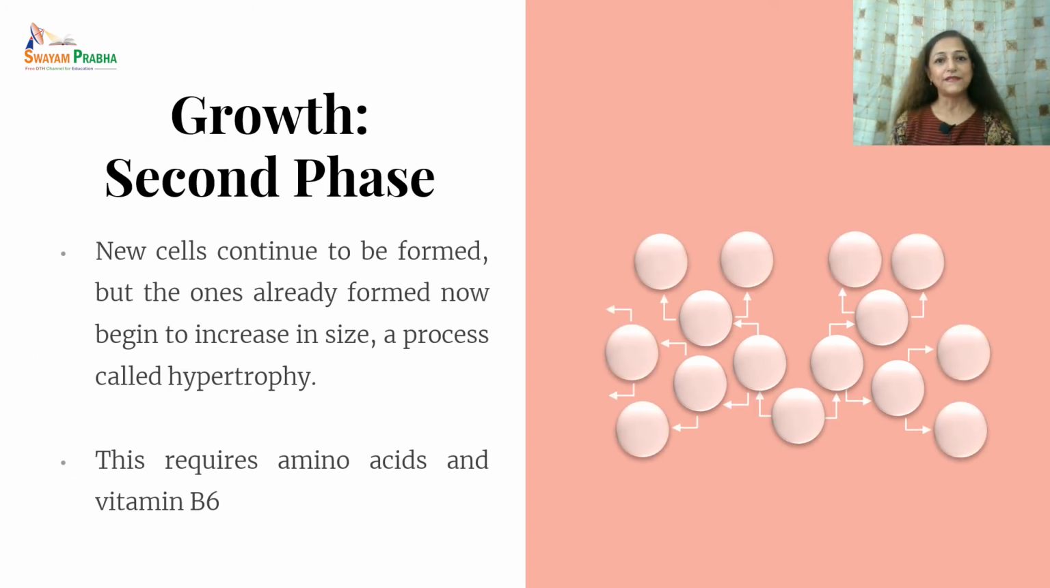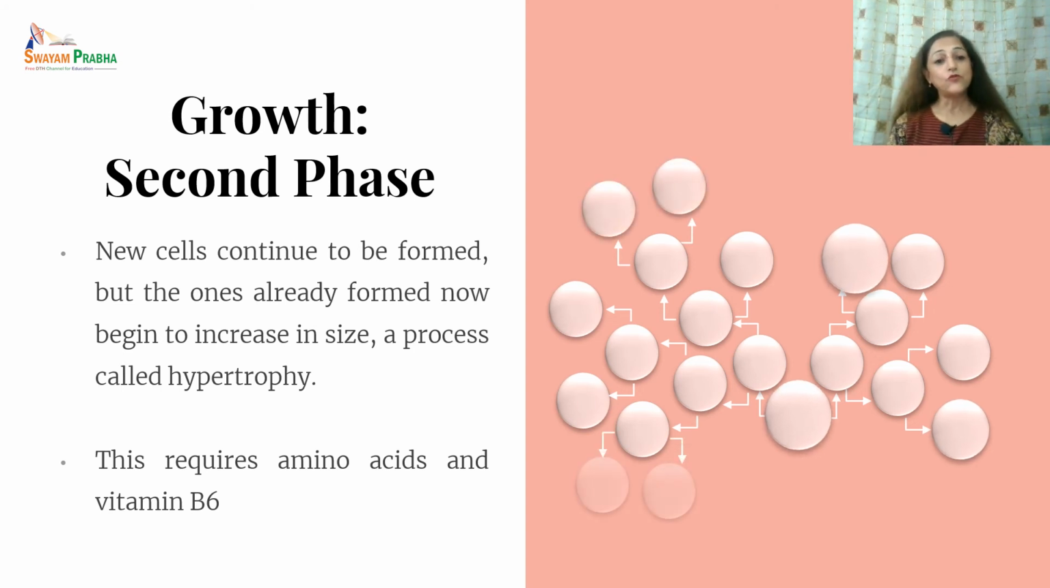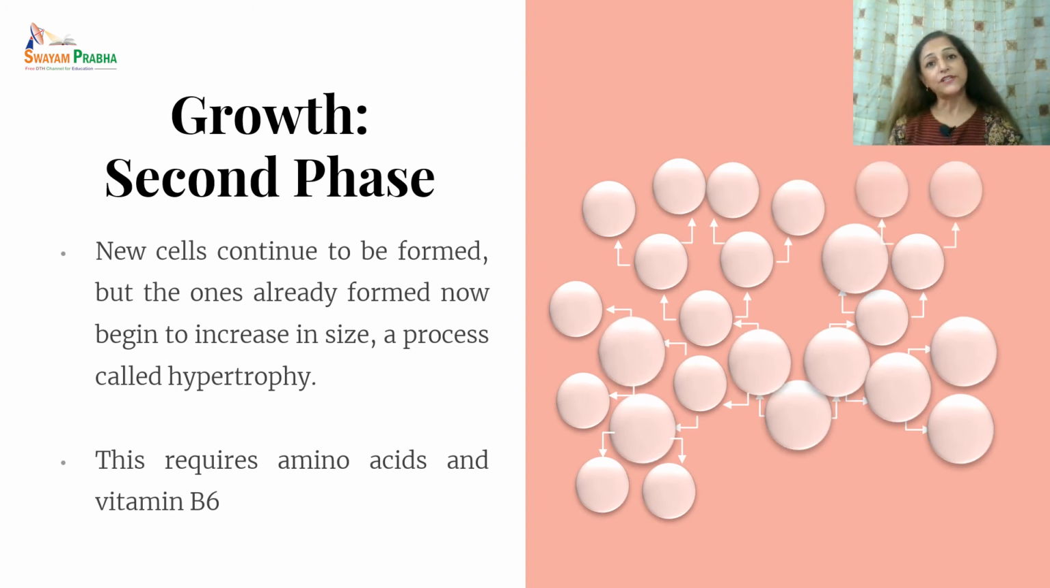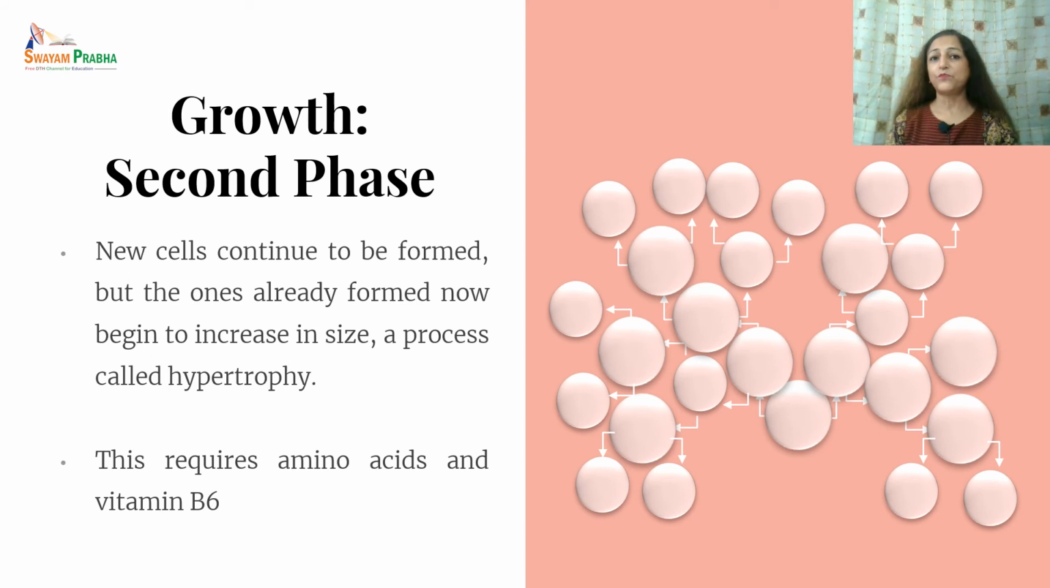So what happens in the second phase when the organogenesis is happening? The new cells continue to be formed. That is, the proliferation continues. But the ones which have already been formed now begin to increase in size. This process is known as hypertrophy. And this requires amino acids and vitamin B6, both of which are needed for the synthesis of body proteins.